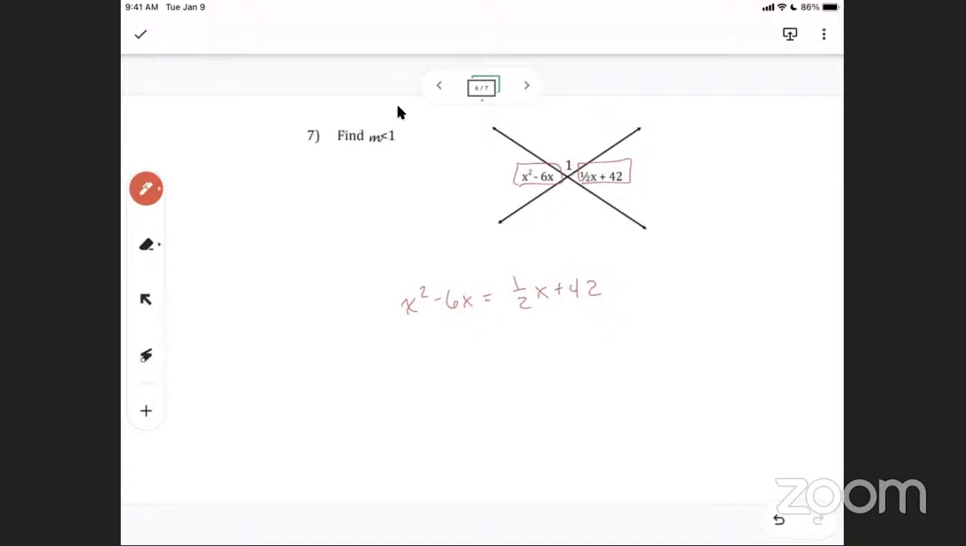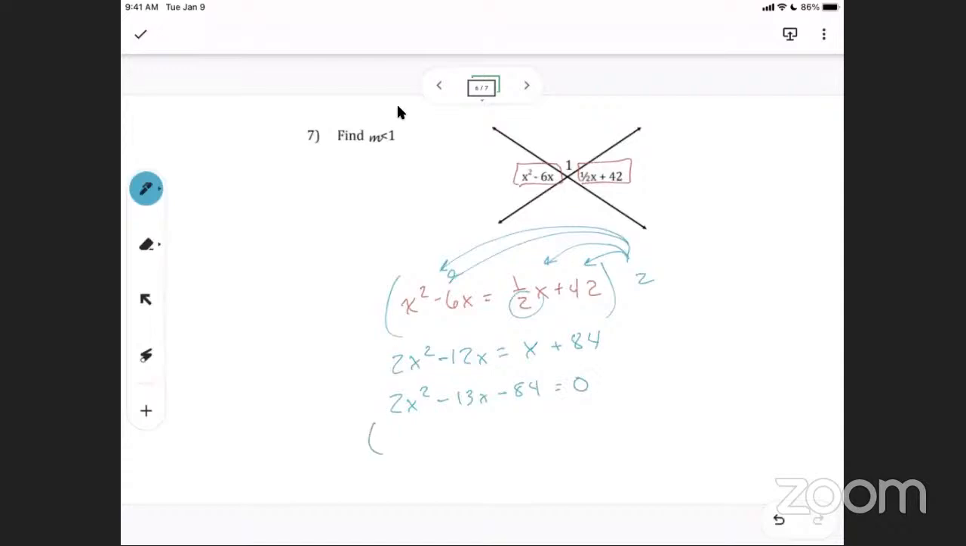Now this is going to be tricky because it's a quadratic. I'm going to simplify this by clearing the fraction because I prefer not to deal with fractions, and it's easier to solve. I don't know if you know this trick, but I'm going to multiply everything by 2. So this is 2x squared minus 12x equals 1x plus 84. Everything got bigger by double, and now I don't have to deal with fractions anymore. Now let's move everything over to one side: 2x squared minus 13x minus 84 equals 0.